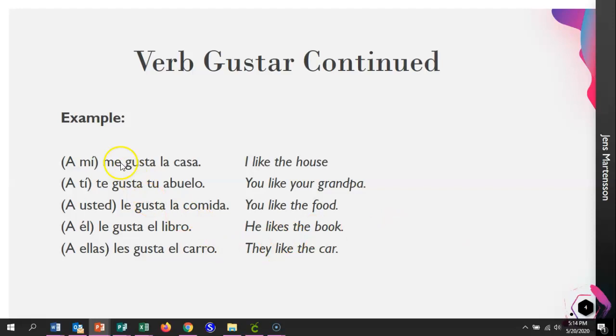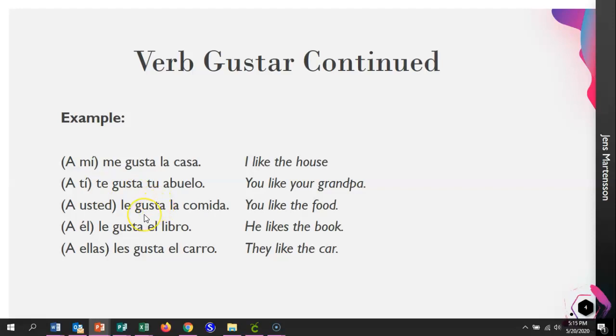If we say, me gusta la casa, we're talking about the house, so I like the house. So we're basically saying, a mí me gusta la casa. The next sentence, let's read it. Te gusta tu abuelo. You like your grandpa. So it would read, a ti te gusta tu abuelo. In other words, a ti, you.